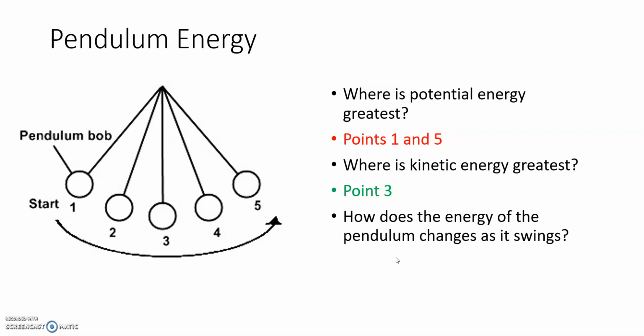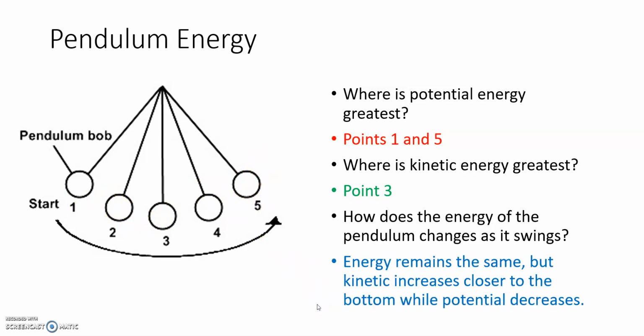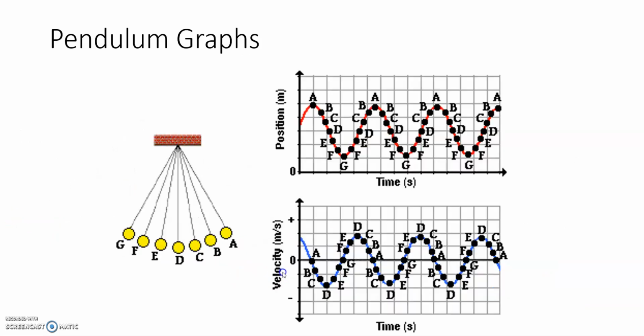Finally, how does the energy of the pendulum change as it swings? So we want to know what's going on. We know potential energy is greatest here, kinetic is greatest here, potential is greatest here. So if we go through one loop, you can make a graph showing how that energy changes. Essentially what we want to know is the energy overall remains the same, but the kinetic energy increases closer to the bottom, while the potential energy decreases. So we got high potential, it decreases, and then the potential increases. Kinetic does the exact opposite of that. So you can make a graph showing those changes in potential and kinetic energy.